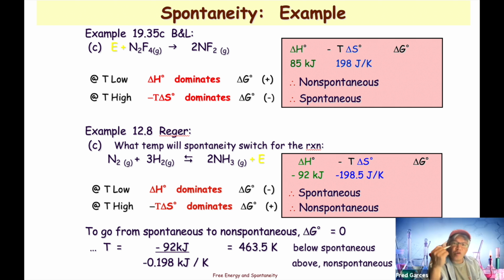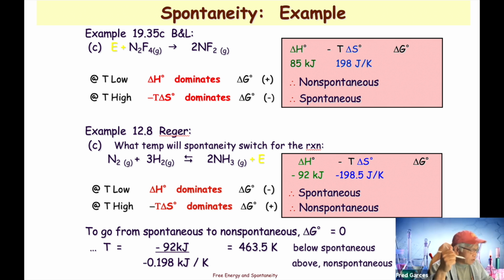And in order for this to work, delta H and delta S have to have the same sign. They have to have the same sign, because if they're both negative, then that means T is positive. If they're both positive, that means T is positive. If one is positive and the other is negative, that means T is negative. There is no such thing as a negative Kelvin.